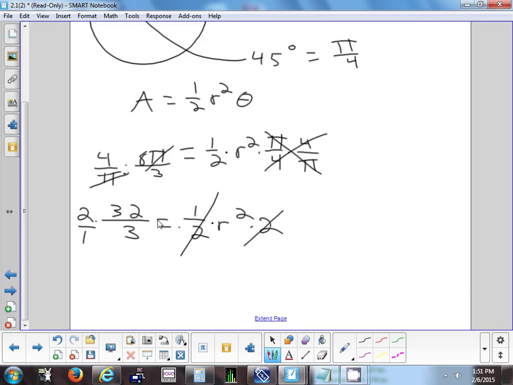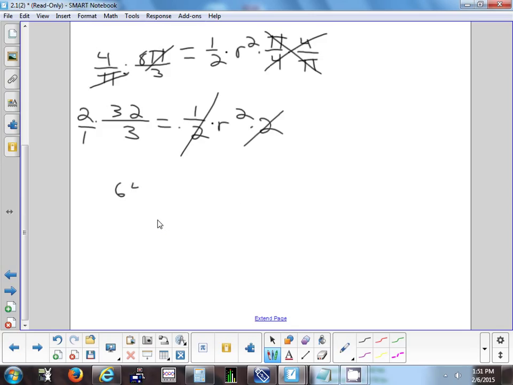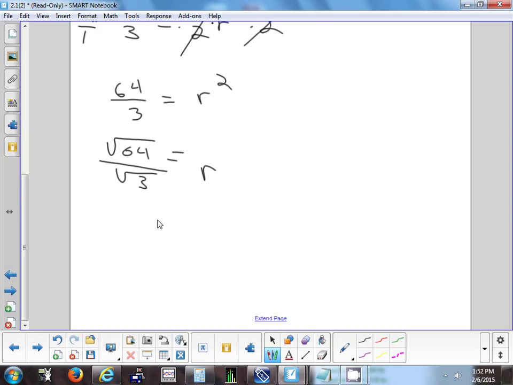What's 2 times 32? 64 over 3. And now we're down to our last step. How do you undo squaring something? Take the square root. When you take the square root of a fraction, you do the top and you do the bottom separate. Okay, so we're done the trig part. Now it's just a little arithmetic to clean this up and make it look a little nicer. Square root of 64, can I do that out? Yeah, we get 8.